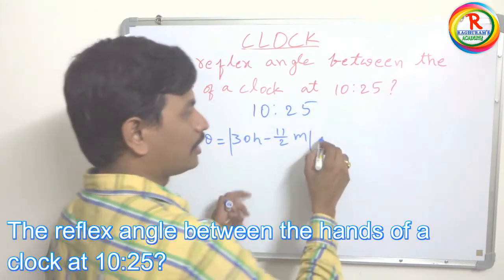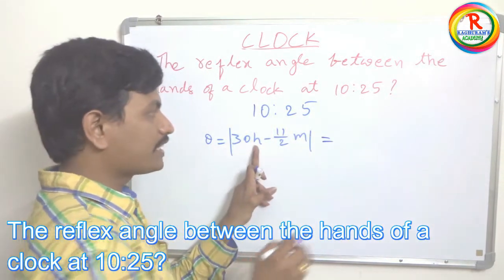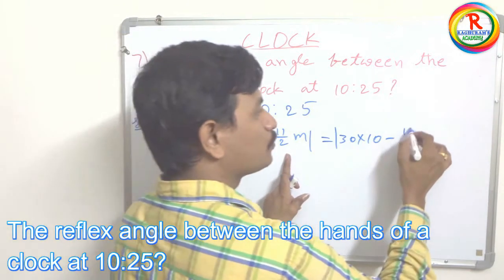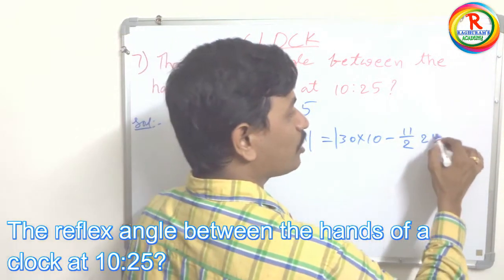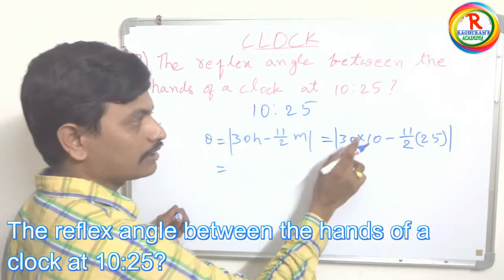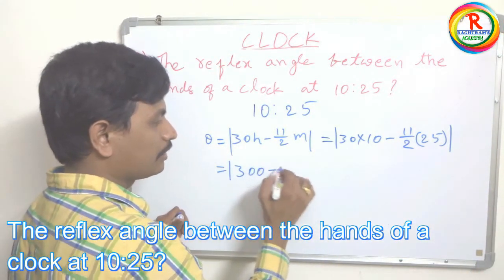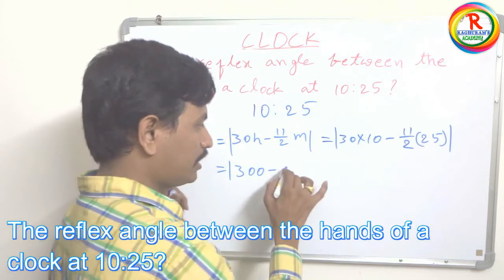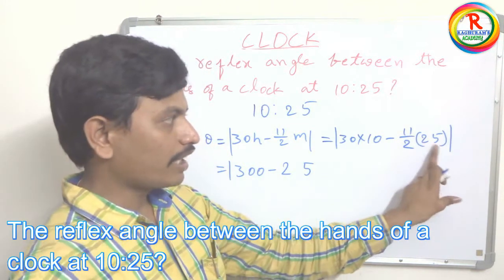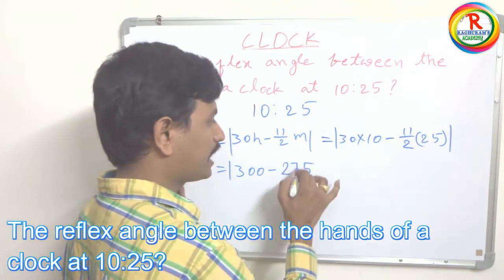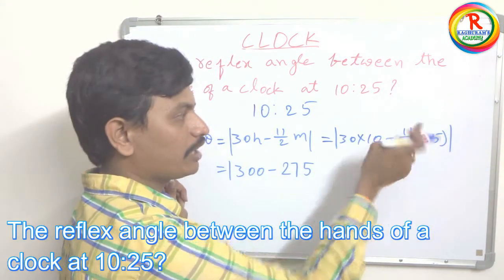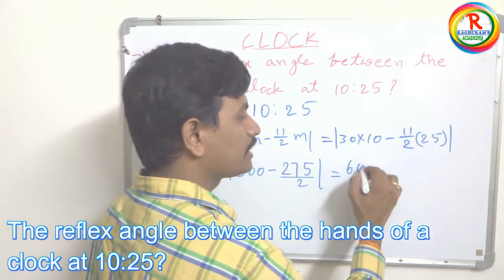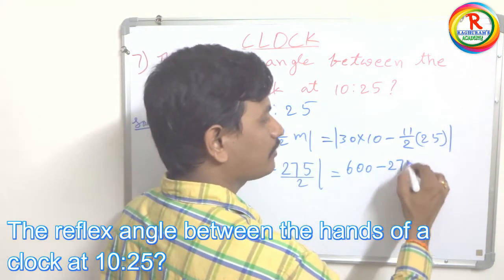Same formula. Here in this case it is 10:25. Hour is 10. So 30 into 10 minus 11 by 2 m. M is 25. It's not divisible. So what do we take? 30 into 10 is 300 minus 25 by 2, which is not divisible. 25 into 11, how do you find it? Just write 2 5, shortcut way. What is the addition of 2 plus 5? 7, right in the middle. 275 is the product of 25 into 11. That's a shortcut, and by 2. So LCM, 300 into 2, 600 minus 275 by 2.